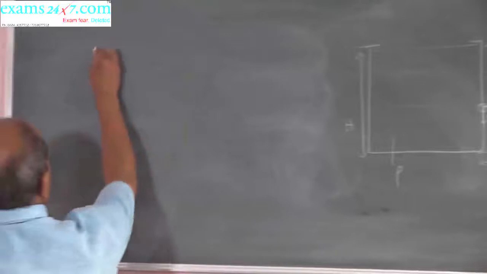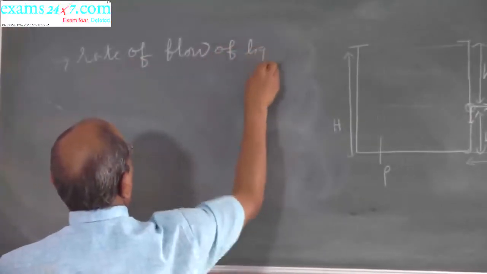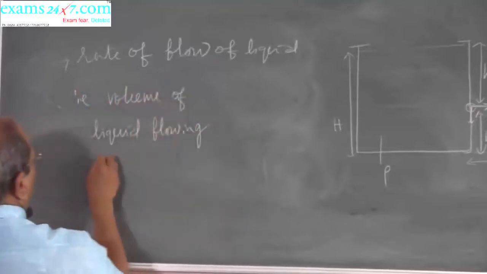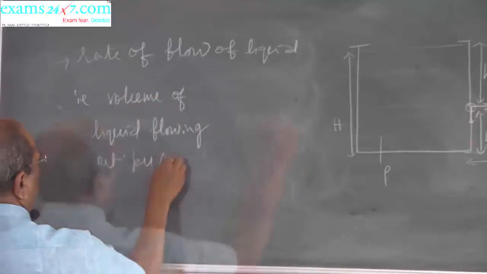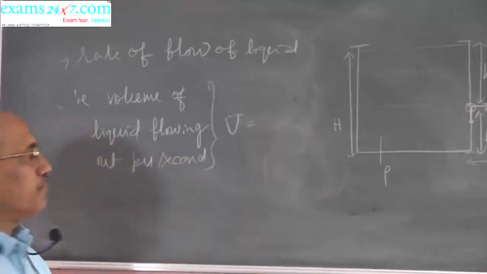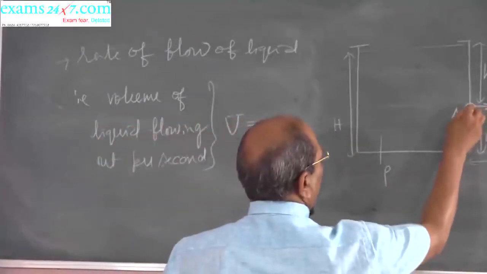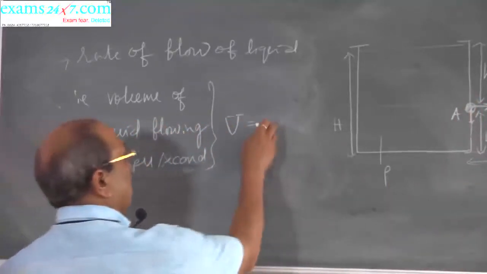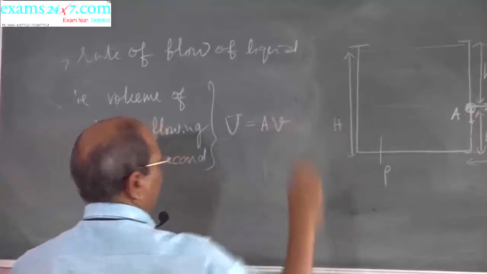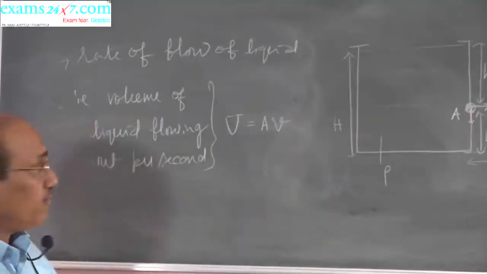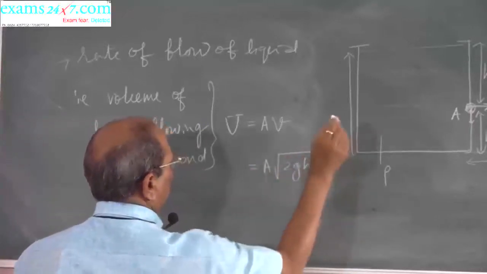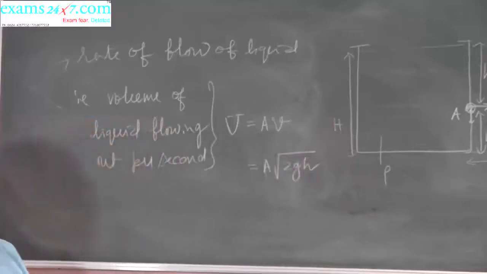Rate of flow of liquid. That means volume of liquid flowing out per second. According to the law of continuity, if A is the area of the orifice, we can easily write A into V, where V is the velocity of efflux. That A into root of 2gh gives you the volume of the liquid flowing out per second through the given orifice.